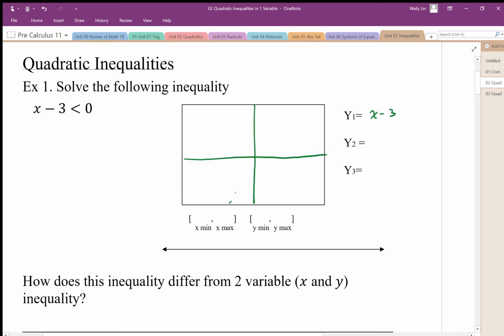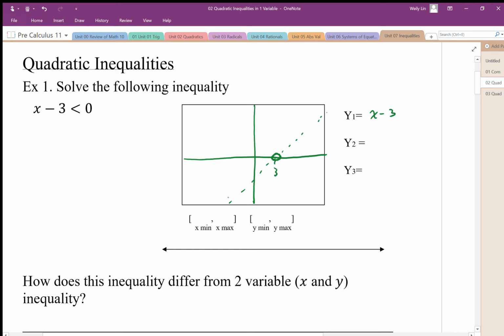So it's a straight line with slope of 1 and a y-intercept at negative 3. And since this is a linear one-dimensional, or one-variable inequality, a linear equality meaning it's a straight line, but it's a one-variable inequality meaning we have a one-dimensional solution. So when I graph this, since the boundary is going to be at x equals 3, that represents my boundary.